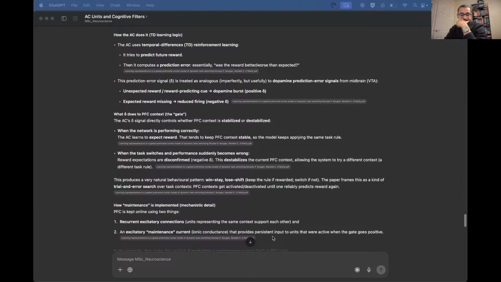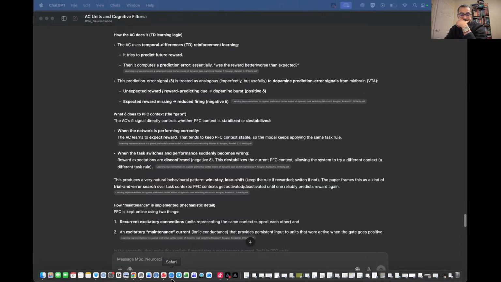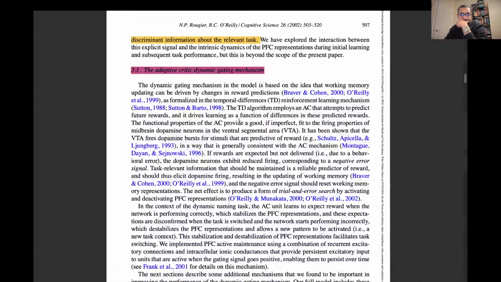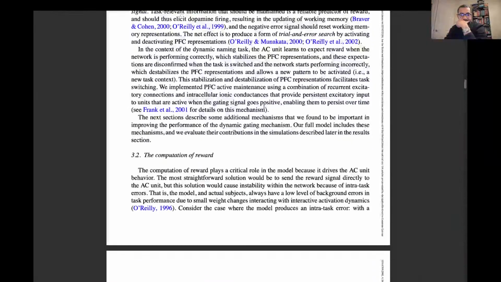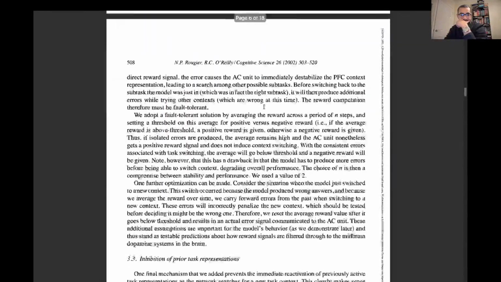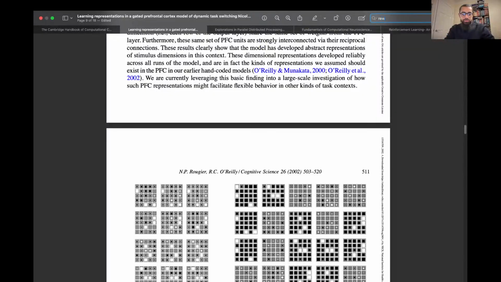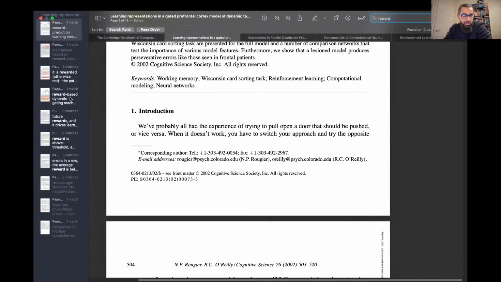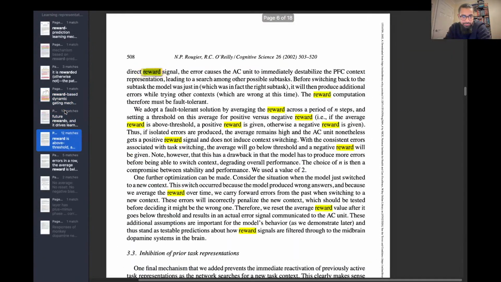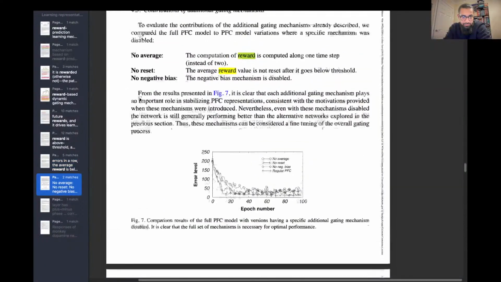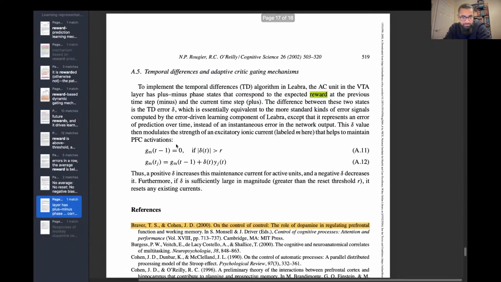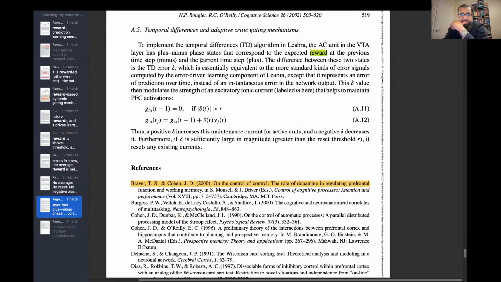So what equation was used to implement TD from the previous step?